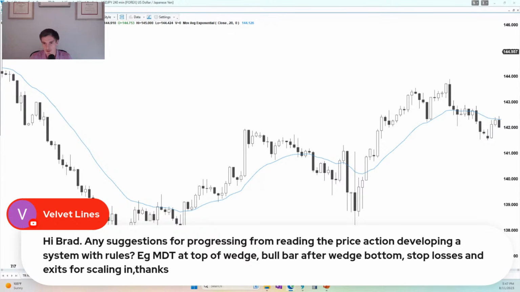Okay, here's a question. Any suggestions for progressing from reading price action to developing a system with rules? Example, micro double top at top of a wedge, bull bar after wedge bottom, stop loss. Yeah, so how do you build a trading system? I think there's two things. The first thing I would start with is something like always in.